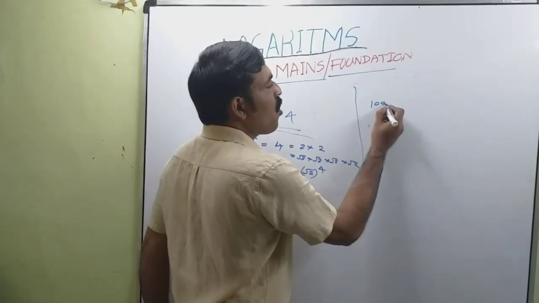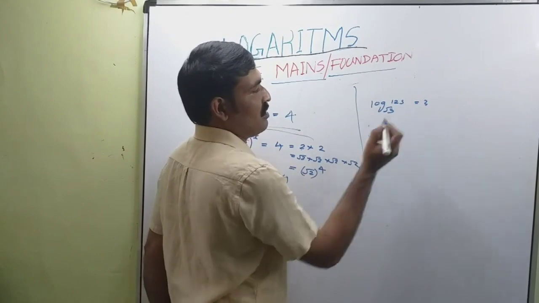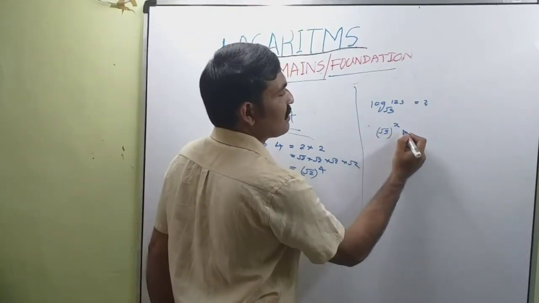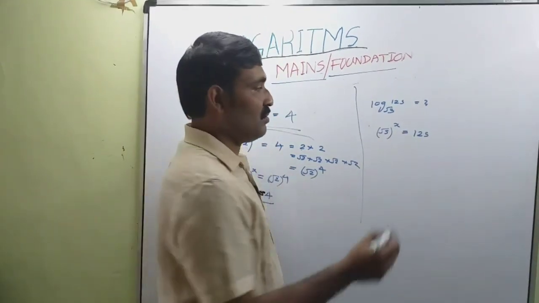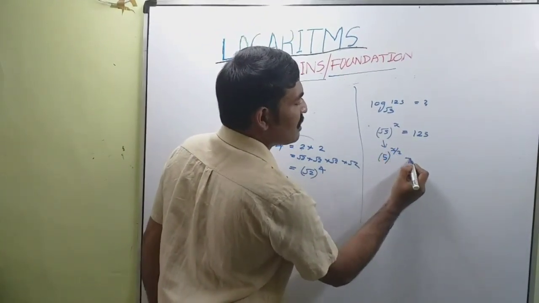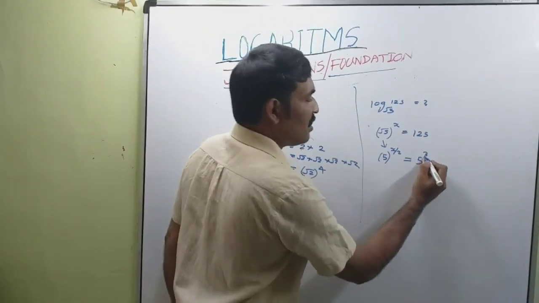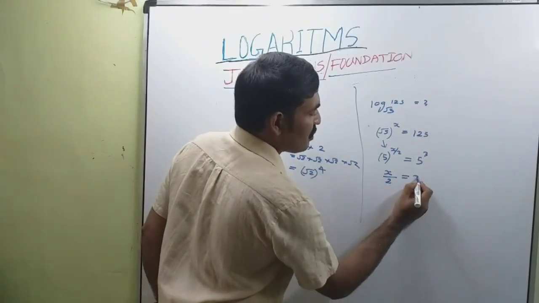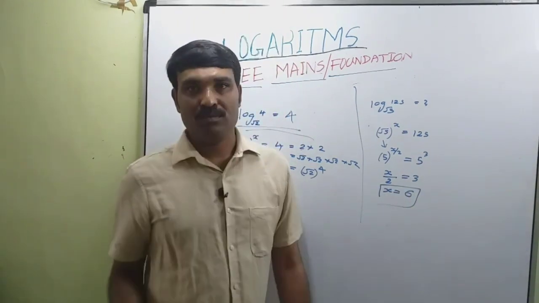Now log 125 to the base root 5 is equal to what? We can write this as root 5 raised to x is equal to 125. Root 5 means 5 raised to 1 by 2. So this can be written as 5 raised to x by 2 is equal to 125, which is 5 cube. Now comparing the powers, x by 2 is equal to 3, or x is equal to 6. That is 3 into 2.